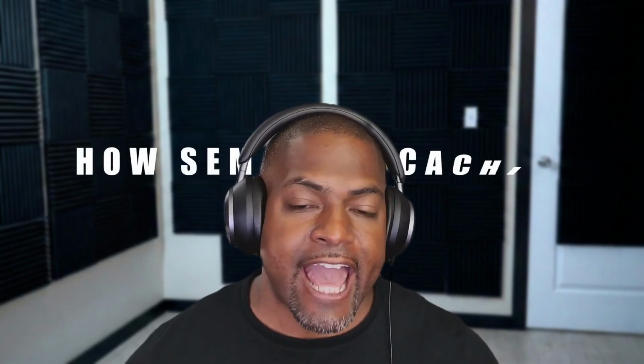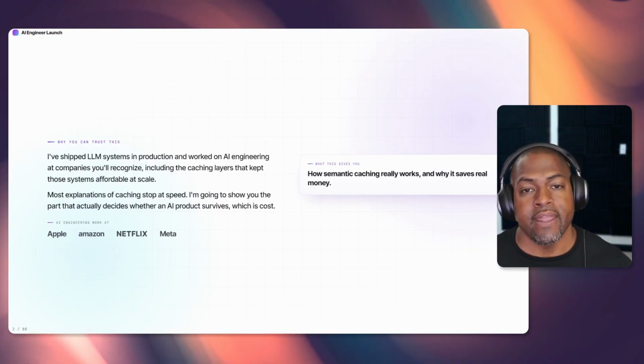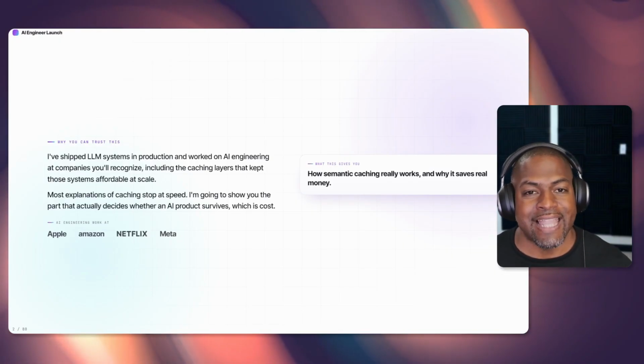How semantic caching actually works, the technique that turns thousands of repeated AI questions into one answer you pay for once, and why it becomes a business requirement at scale. I've shipped LLM systems in production and worked on AI engineering at companies you'll recognize, including the caching layers that kept those systems affordable at scale.